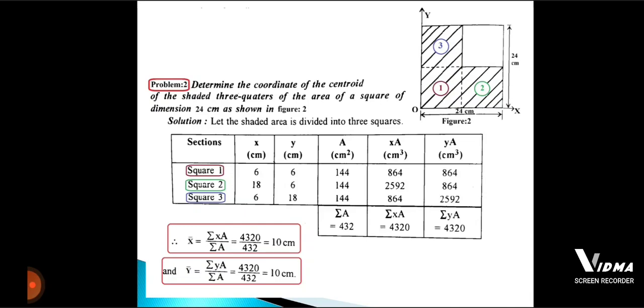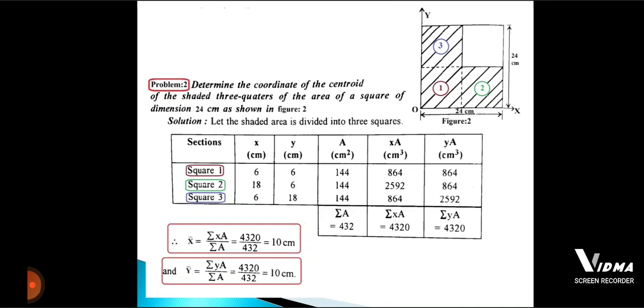So in this way we have to calculate the position of the centroid of square 2 as well as square 3. Now finally the total area is 432, and the total moment of area, that means the summation of xa with respect to the y axis, is 4320, and the summation of ya is 4320. Now from the expression, x bar is the summation of xa by the summation of a, that is moment of area by total area. So putting in these values we get x bar equals 10 centimeter, and y bar equals also 10 centimeter.